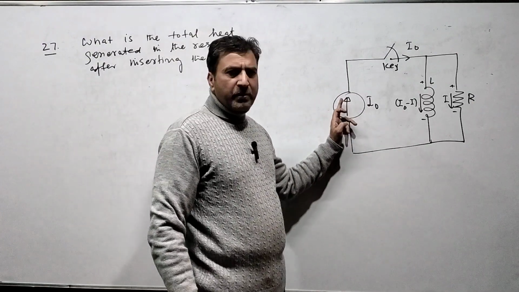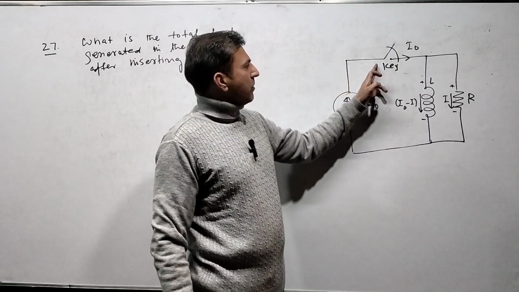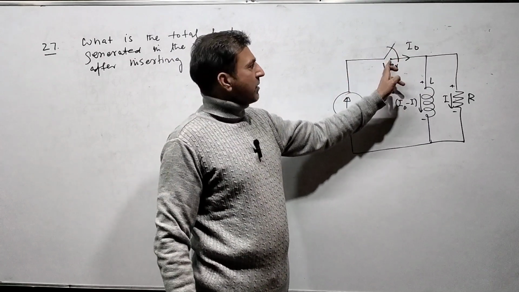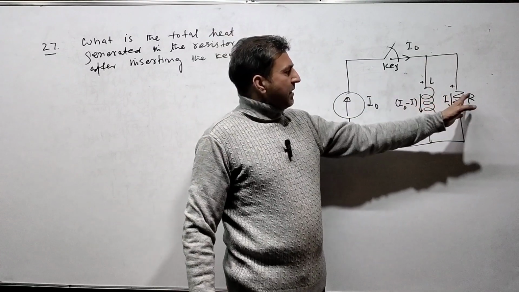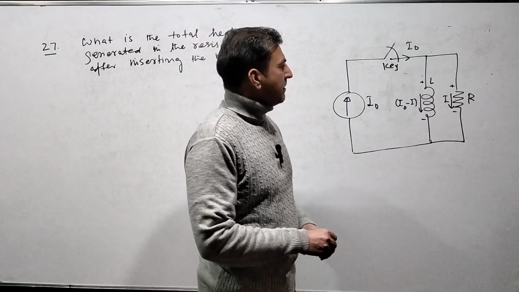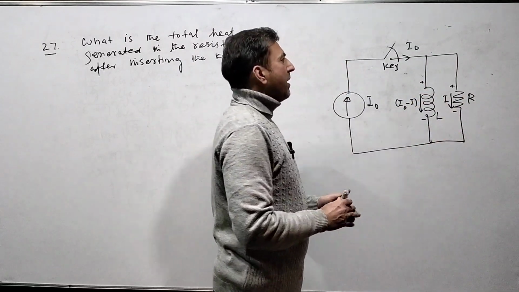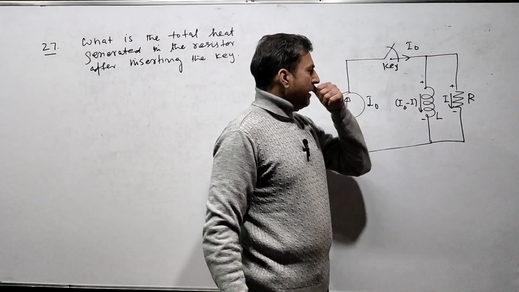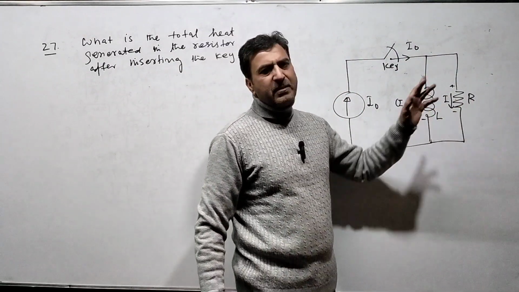It's a current source, any current generating source, and this current I0 flows, and when the key is closed, the current I flows, and it has two parallel elements, resistance and inductor L, and the current divides into resistor and inductor, and we have to find how much heat is generated in the resistor.